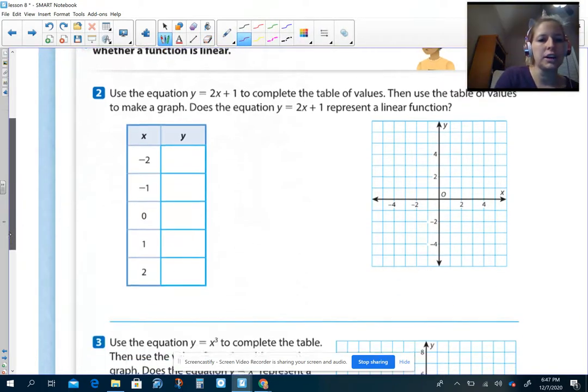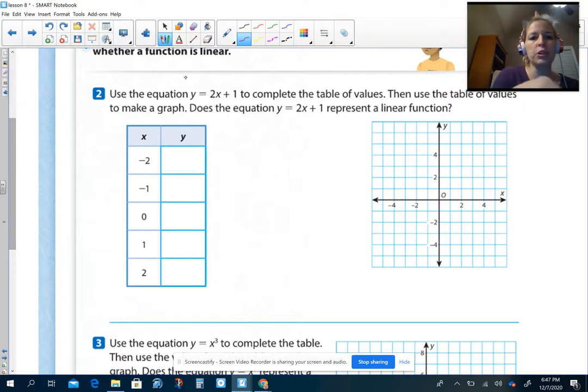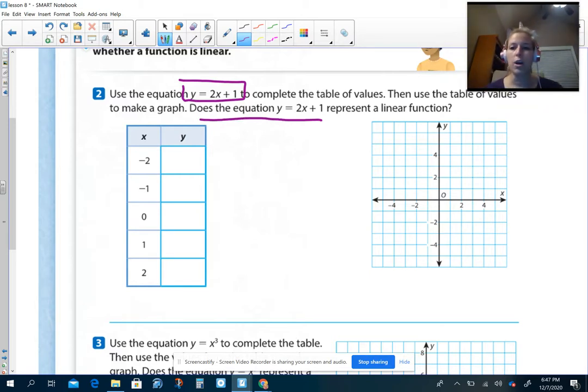Okay, so let's look at page 70. And we want to use the equation y equals 2x plus 1 to complete the table of values. Then we're going to use the table to make a graph, and we're going to ask, does the equation y equals 2x plus 1 represent a linear function? Okay, so looking at our x values, we're plugging this into our equation. So we don't know what our y equals. So let's look at this first one together. So I'll walk you through the first 1 or 2. Then I want you to take control, and I'm going to have you finish it off for me, okay?